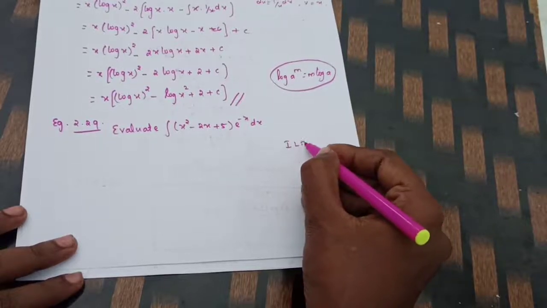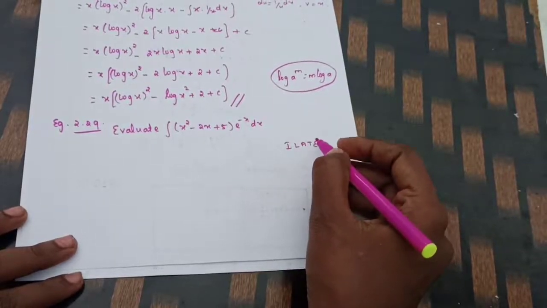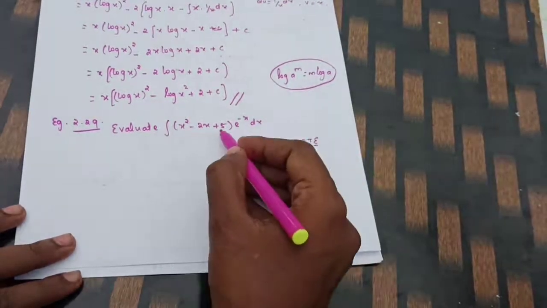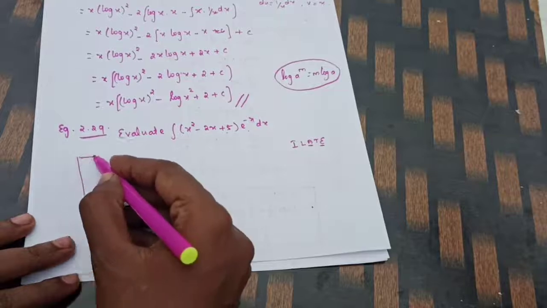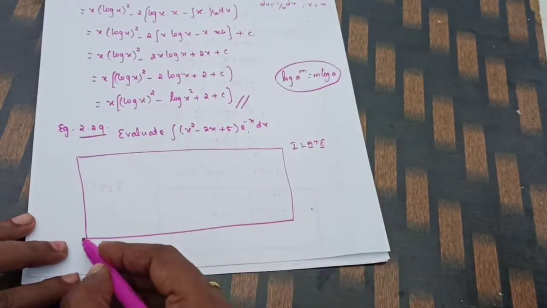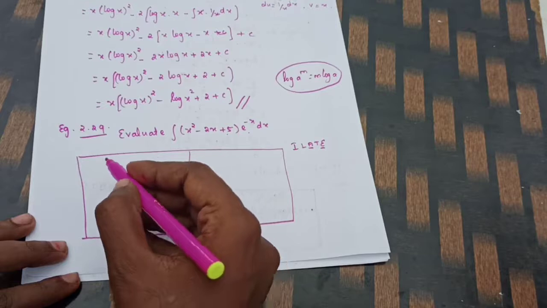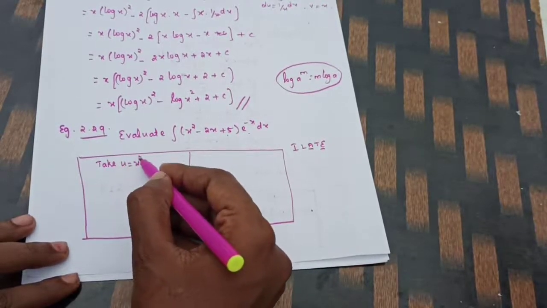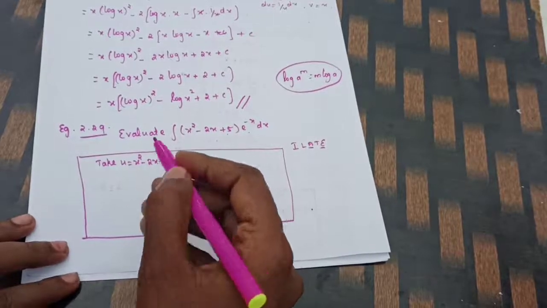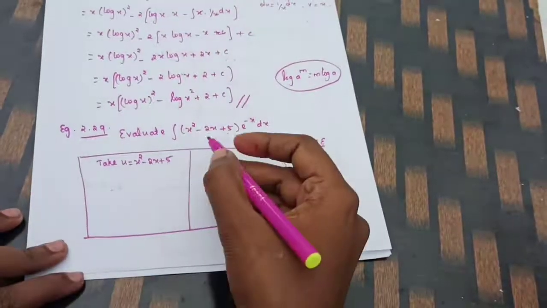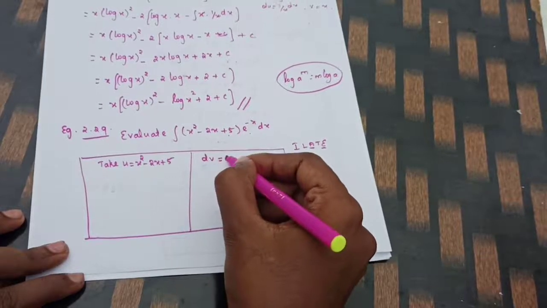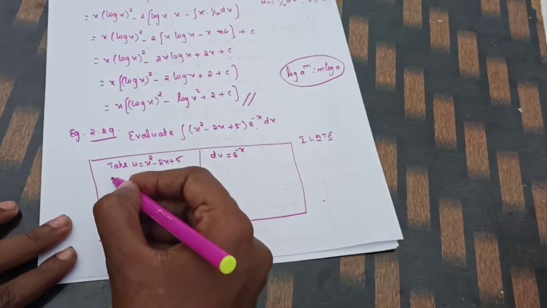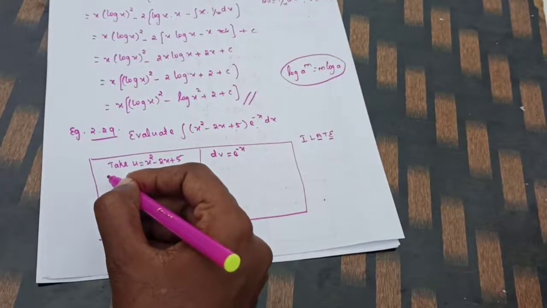So first write the highlight. What will come first in the highlight? The algebraic function, and e is the exponential function. So this is u, this is v. First you can draw the tableau. What is u? u equals x square minus 2x plus 5. What is dv? dv equals e power minus x. So shall we use Bernoulli's formula here? Then only it will be easy for you.